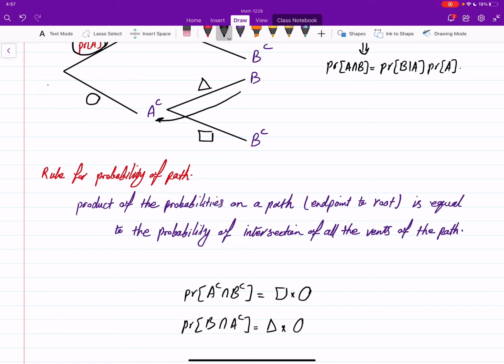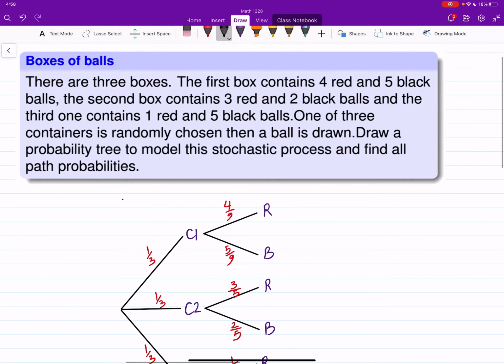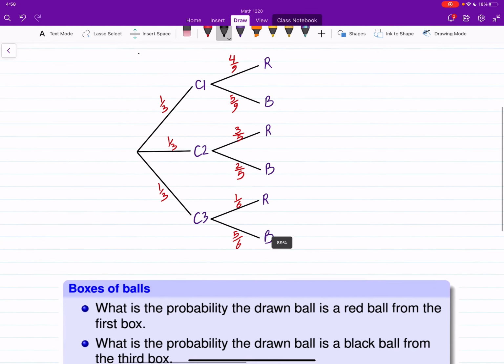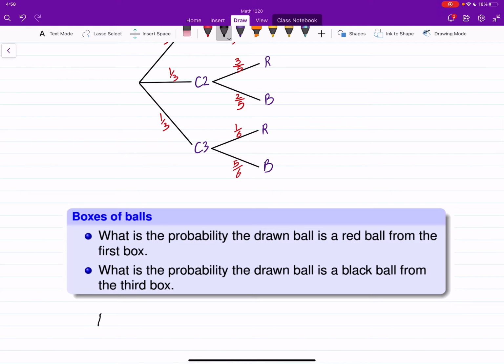Okay, so let's see this in some examples. You remember the example that we did in another video for a box of balls. There were 3 containers, each one had some numbers of red and black balls, and we made that tree there. So now we have that tree, and we want to find the probability that the drawn ball is a red ball from the first box or first container. So here we are trying to find probability of first box and red.